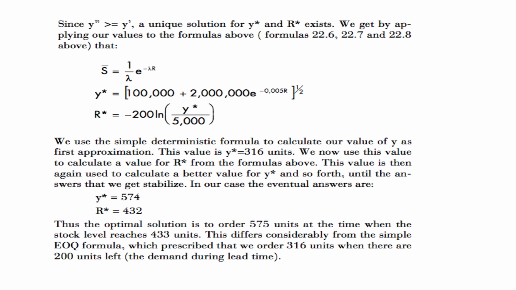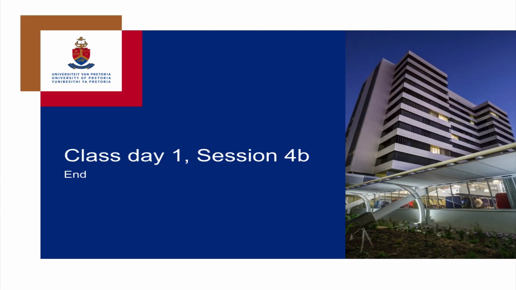This differs considerably from the simple EOQ formula, which prescribed that we order 316 units when there are 200 units left, which would have been a far from optimal solution. Next, we address methods to deal with critical spares.